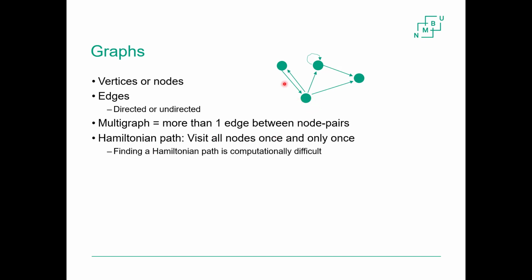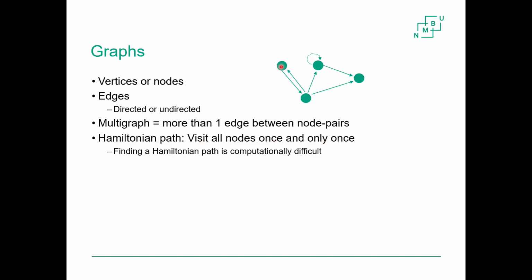A path is just a way of walking through the graph, following the edges. If you have directed edges, as we say, it means you can only go from this node along the arrow up here, but you cannot go back again. Here you can go both ways because there is one arrow. Some graphs are directed and some are undirected, but we will talk about directed graphs. And a Hamiltonian path means visit all nodes once and only once.